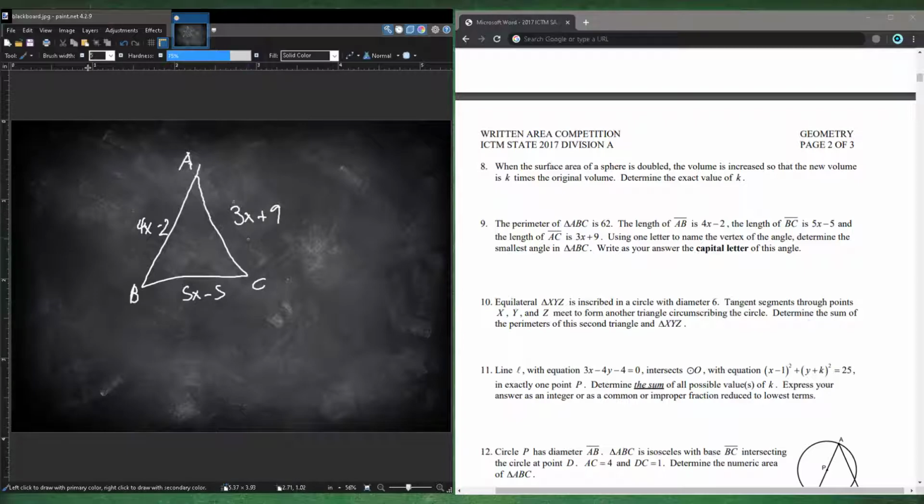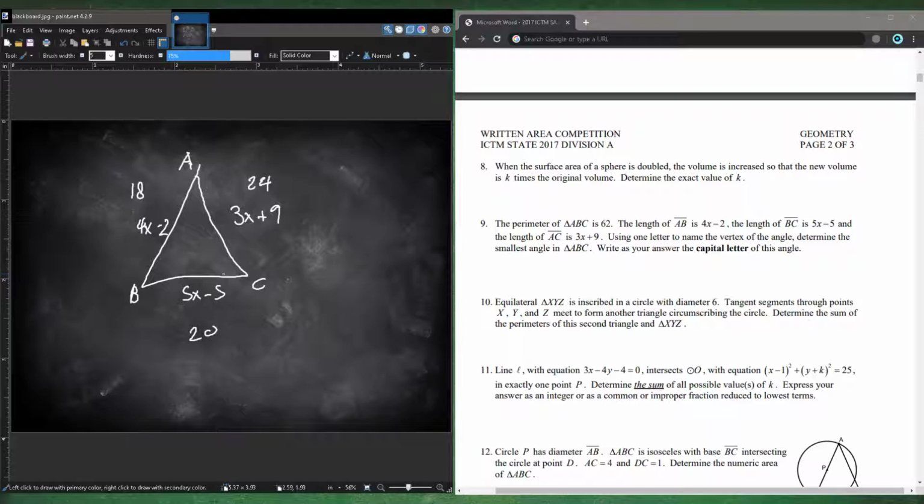So they said the perimeter is 62, so add them all up together. So that's 9 and that's 12x. Okay. That's minus 7. That's plus 2 equals 62. Right? So minus 2, that's 60. 60 divided by 12 is 5. So x is equal to 5. Okay, so that means this side length is 20, that's 18. That's 15, that's 24. And that's 25, and that's 20.